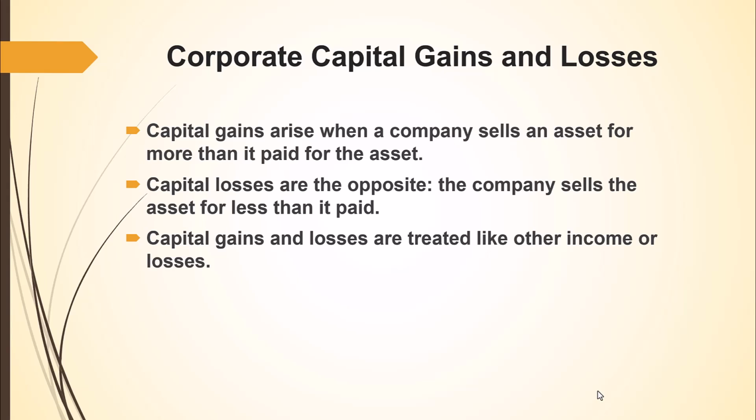Corporate gains arise when companies sell an asset for more than they paid for the asset, or for more than its book value. And capital losses are the opposite. Capital gains and losses are treated just like any other income. They're taxed at 21%.